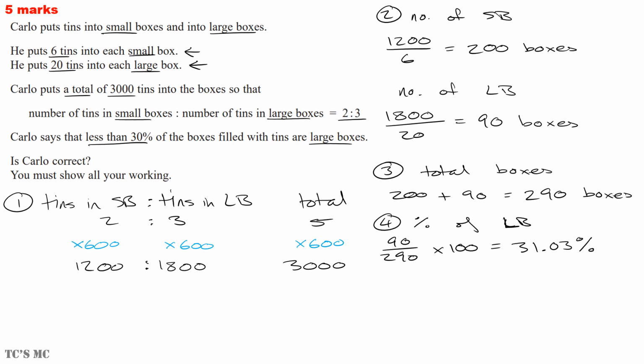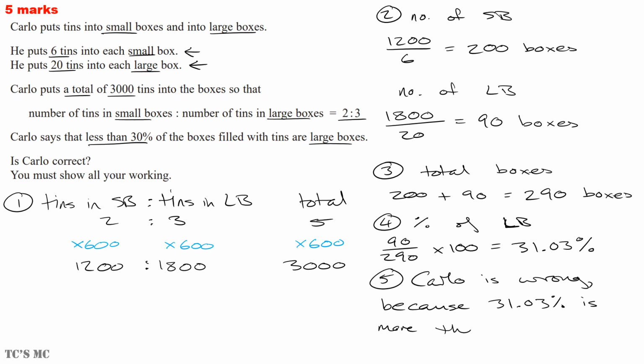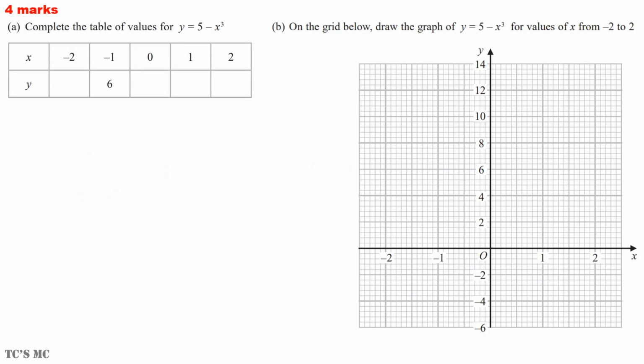Now we need to give a final statement. So that can be our fifth step. Carlo is wrong. Remember, we must always justify, because 31.03% is more than 30%. And for writing this final statement with a justification, we have our final and fifth mark.